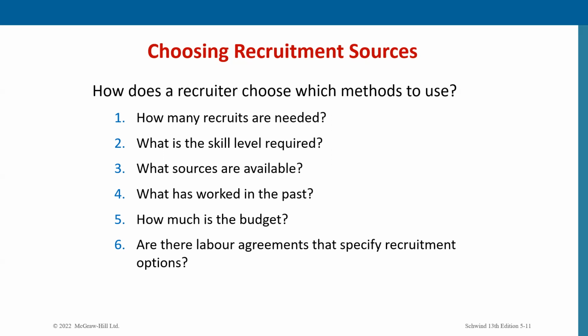What has worked in the past for you? Which method was very successful for the company and now you want to repeat it again? And number 6, are there labor agreements with specified recruitment options? So there might be some collective agreements in place. We need to think about that. And based on that, we try to select a method.